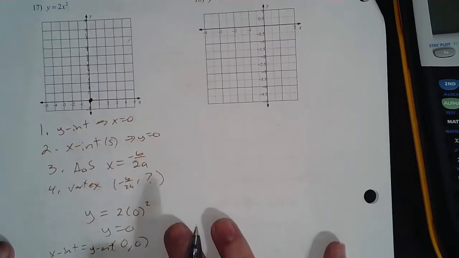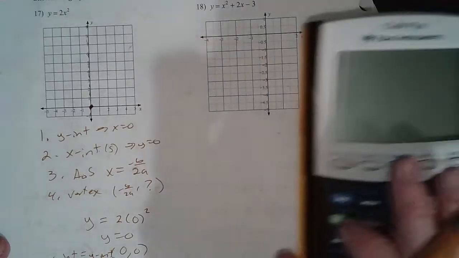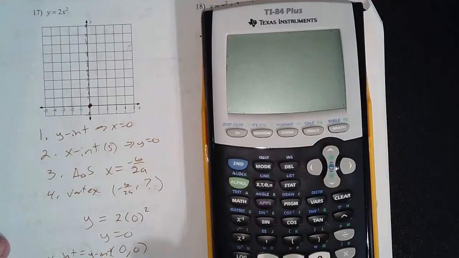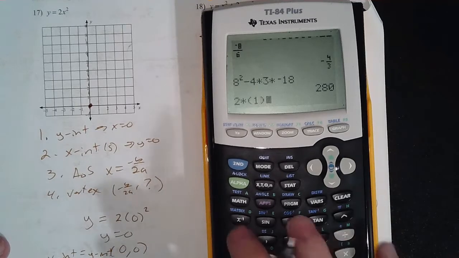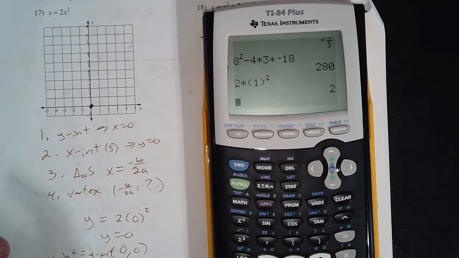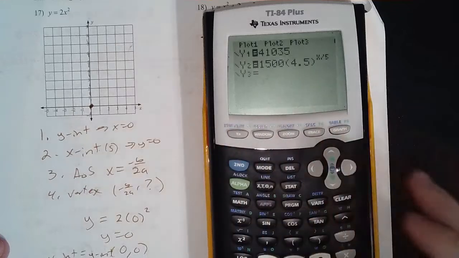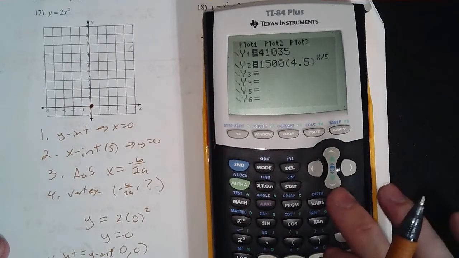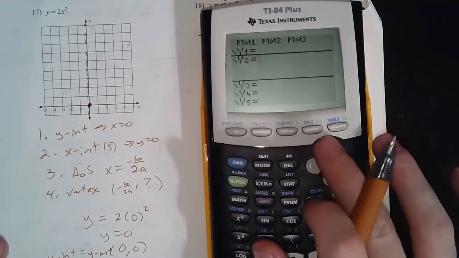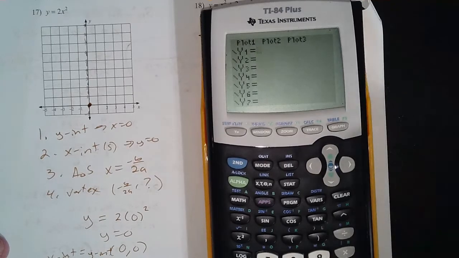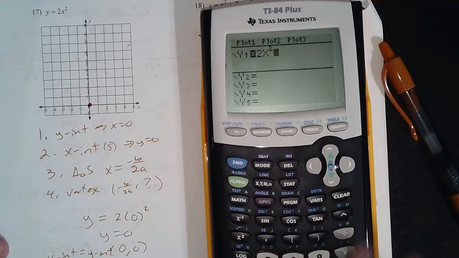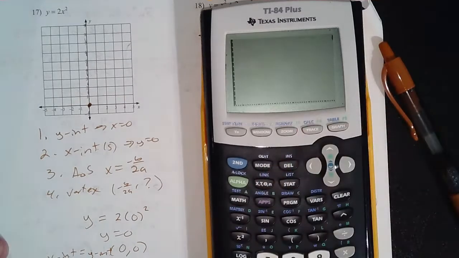All you have to do is start plugging into your calculator. How do you plug into your calculator intelligently? I could take the time of typing in 2 times 1 in parentheses squared, but there's an easier way. Go to your y equals screen. Let's clear that off. Over here, we're going to graph 2x squared and hit graph.